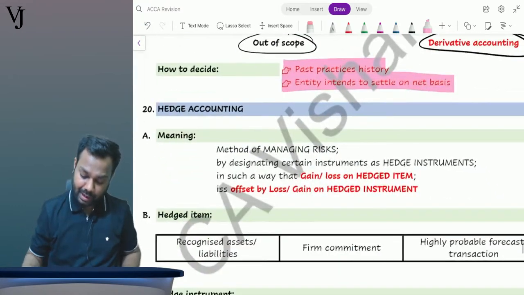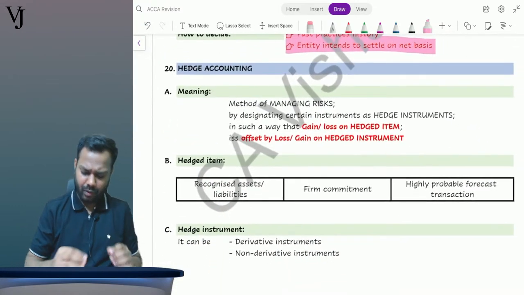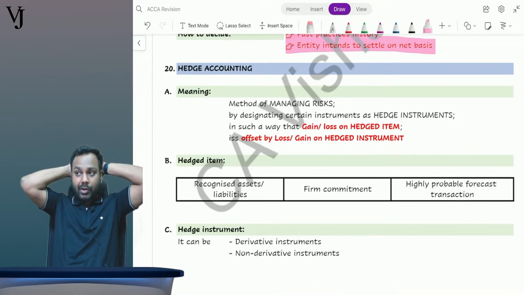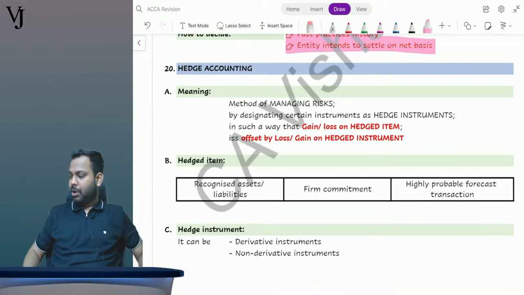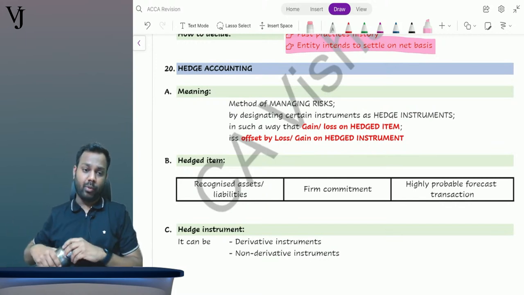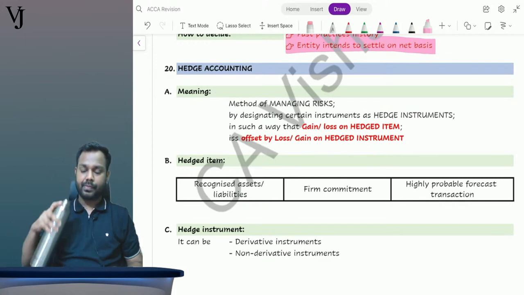Now comes the hedge accounting. Very simple. Hedge accounting is very simple. Come on guys, tell me, is it clear everyone? We will take 10 more minutes to wrap up this session.